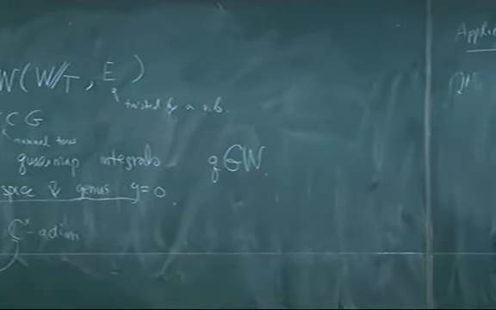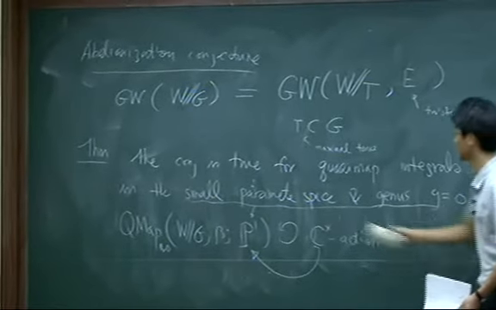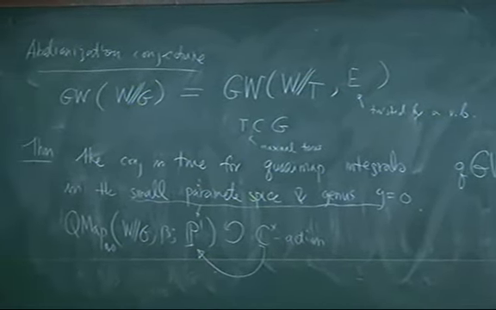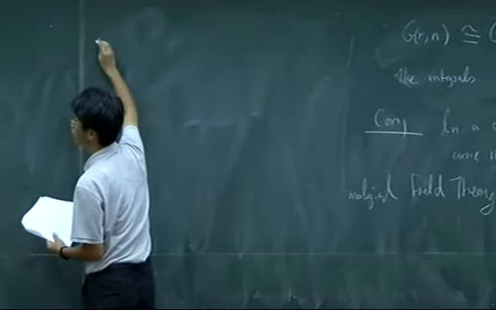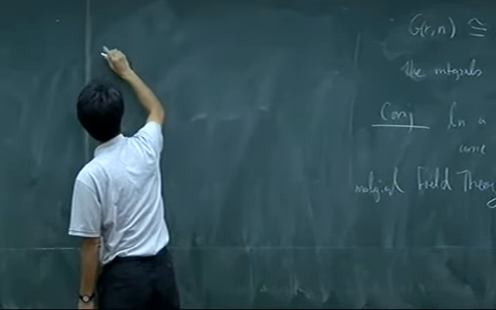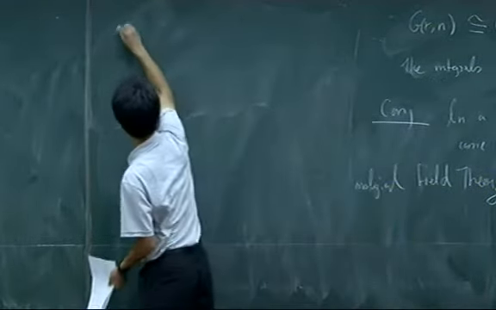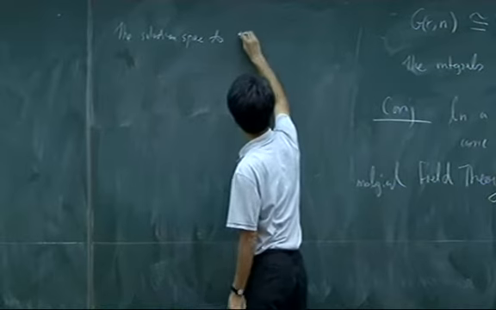So once this big conjecture is true, then the abelianization conjecture for Gromov-Witten invariants follows from this theorem in the case of small parameter space and genus zero. And probably this moduli space might be related to what's called the solution space to symplectic vortex equations.